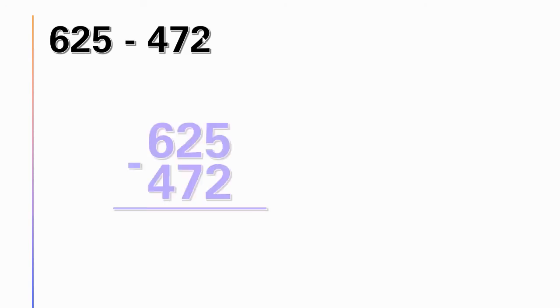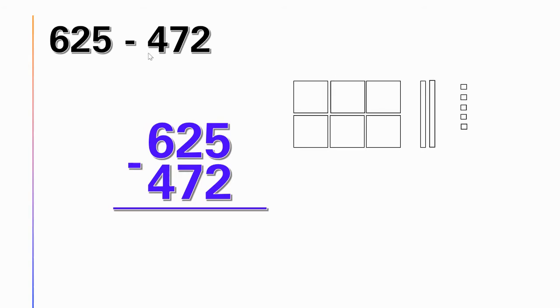Now let's try subtracting with regrouping. We're going to subtract 625 minus 472. Let's start by writing these numbers vertically, which means one on top of the other. We're going to represent the first number in pictures. So we have 600, that's why we have 6 hundreds grids, 2 tens, which is why we have 2 tens rods, and 5 ones, which is why we have the 5 ones cubes.